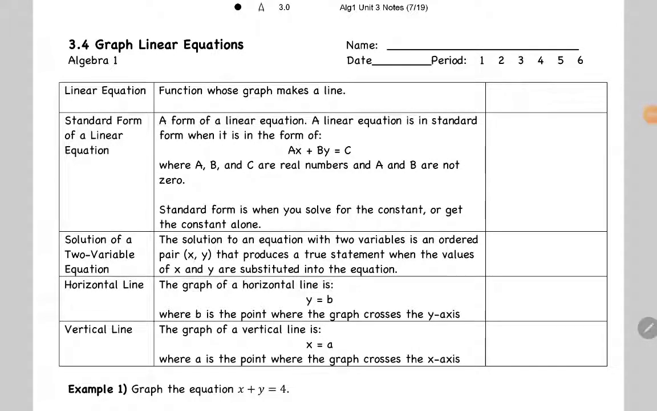Today we're graphing linear equations. So a linear equation is a graph that has a line. So if we're looking at last time's stuff, it would connect the dots there.